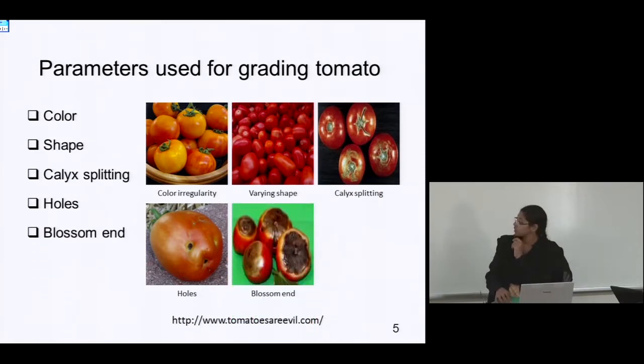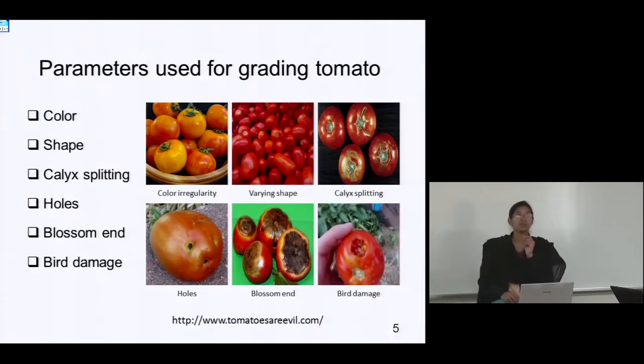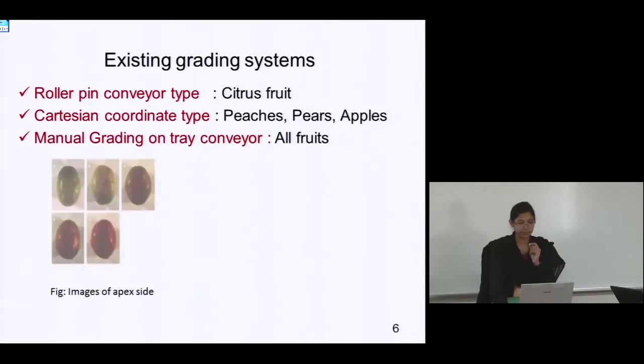Blossom end. This is another defect of tomato. There is some discoloration at the top of the tomato buds. After the fruit matures, sometimes birds and rats affect the crop and damage it. So we need to grade and separate the damaged fruits from the fresh fruits.